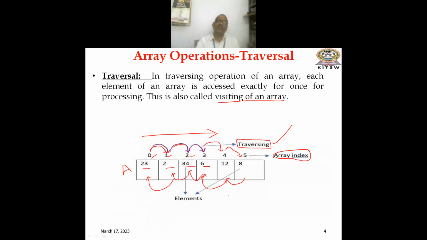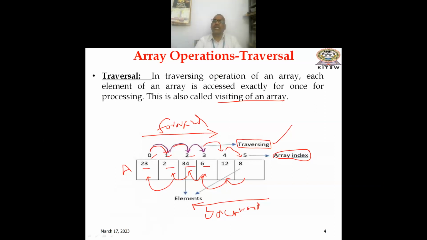That is what we are calling a backward traversal. This is a forward traversal. In the forward direction, you are visiting all the elements, and this is what we are calling a backward traversal. So we are doing a backward traversal. Either way you can do the visiting of array elements.